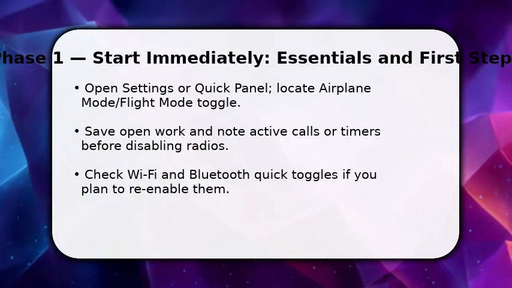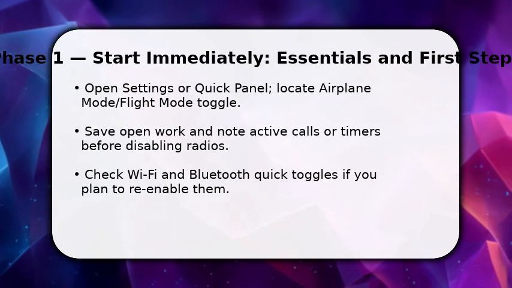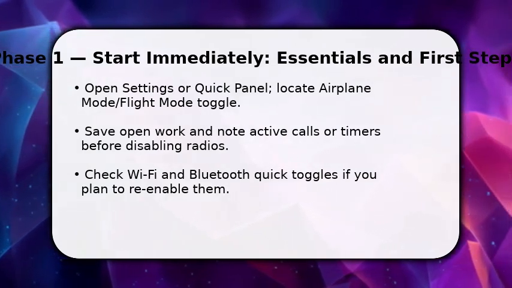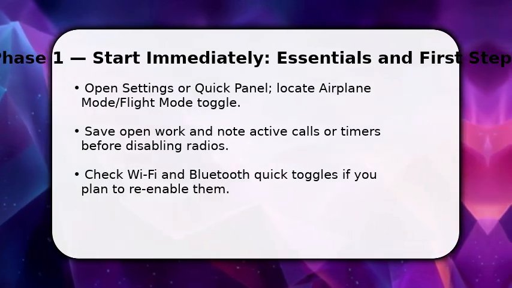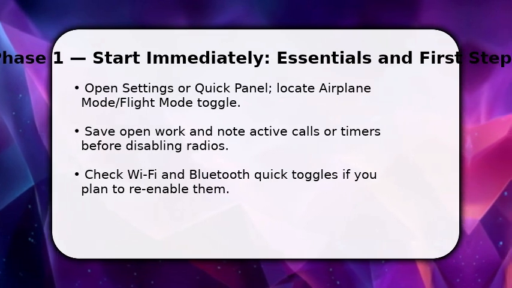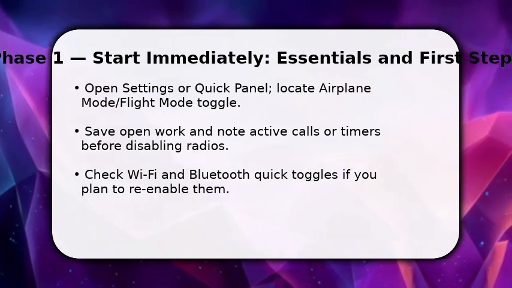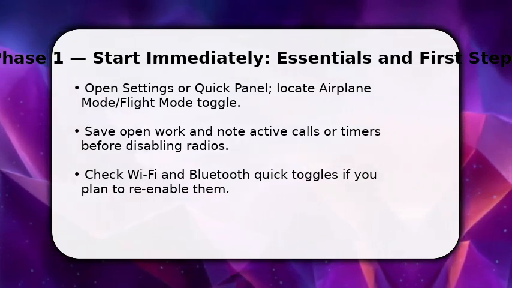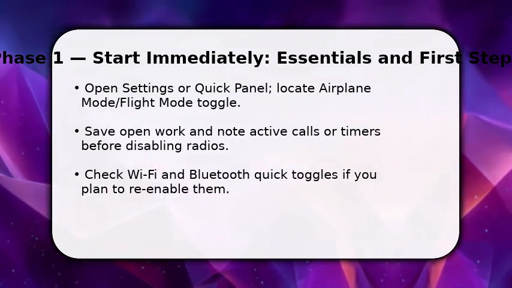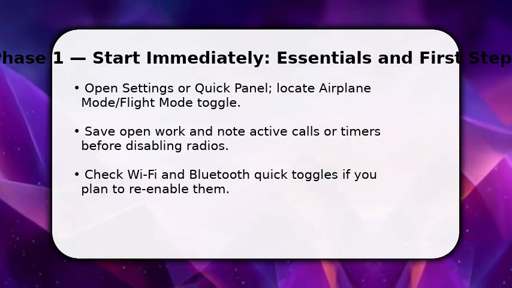You begin by opening your phone's quick panel or settings and finding flight mode. Tap it to cut cellular, Wi-Fi, and Bluetooth radios. Do this now to avoid signal interruptions. Once done, you stop calls and data immediately while preserving local apps. Make sure to save drafts or pause uploads before toggling, because active transfers will pause.